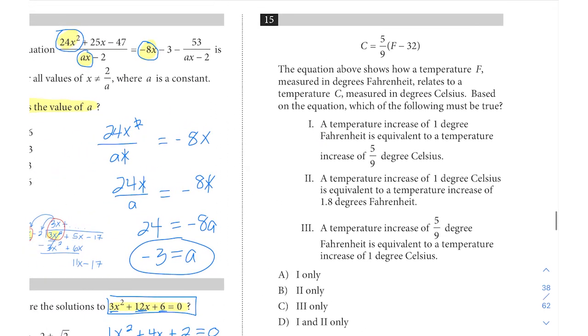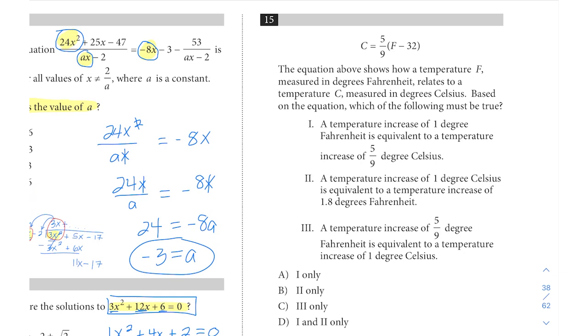Up next, we'll take a look at 15. So this is our last question in the multiple choice, and they give us an equation here. And they tell us the equation above shows how a temperature F measured in degrees Fahrenheit relates to a temperature C measured in degrees Celsius. So this is an equation basically that allows us to convert from Celsius to Fahrenheit or Fahrenheit to Celsius.